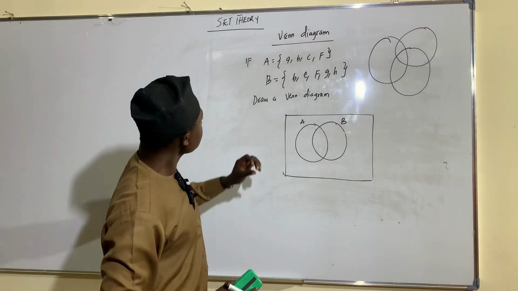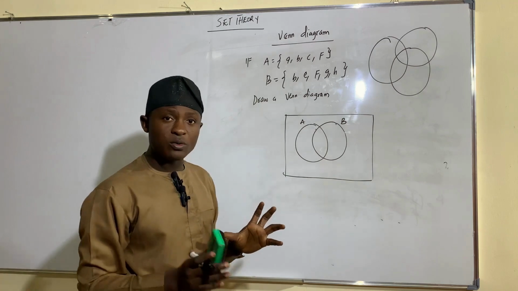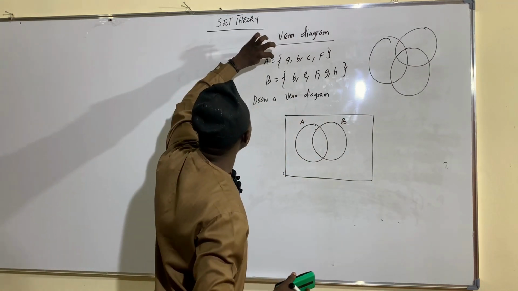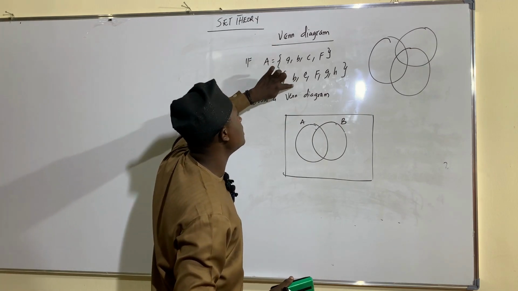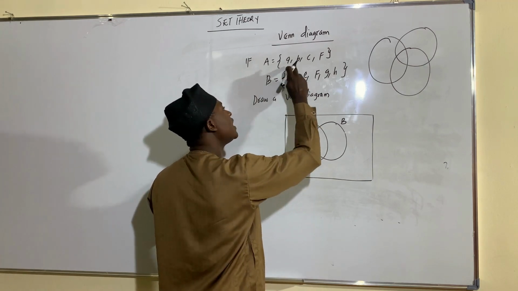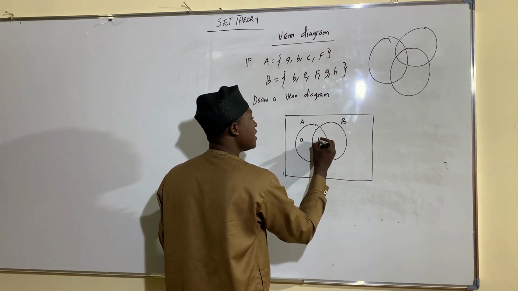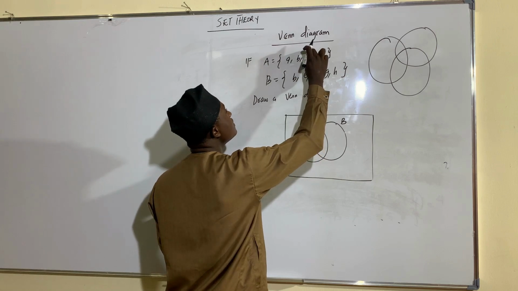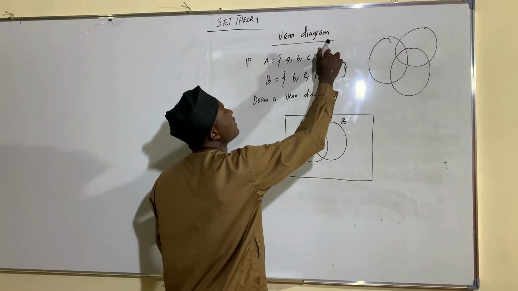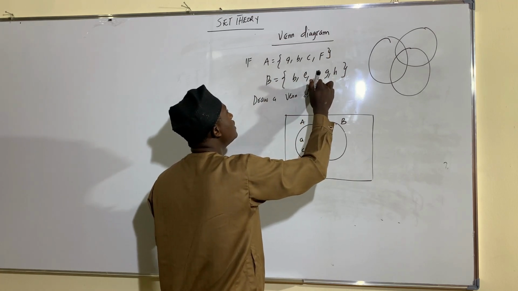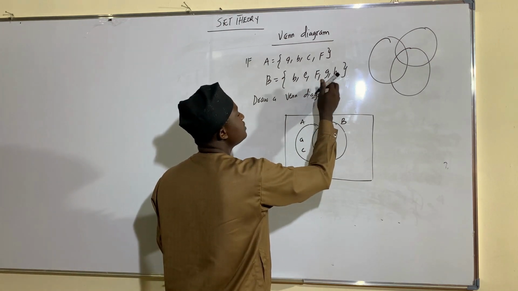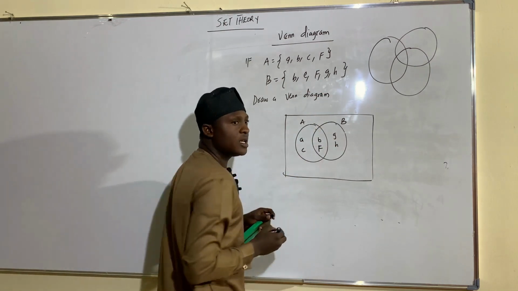So now, firstly, what I will do is check whether they have anything in common. If you look at set A, we have A here, but there's no A in B, so I can write A inside A only. We have B here, which also appears in B itself, so I can put B in the common part. There is C in A, but there's no C in B, so I can put C here. We have F in A, and we also have it in B, so I can put F in the common part. So the elements left inside B are G and H.